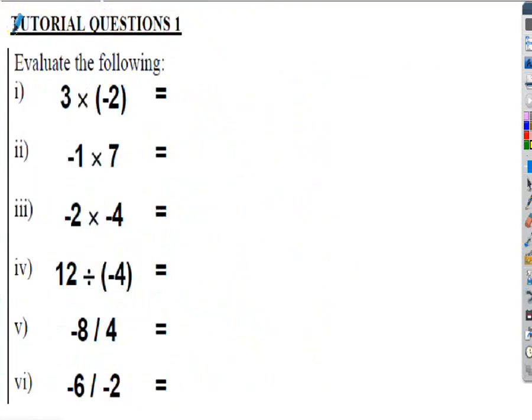So let's consider some tutorial questions. We're asked to evaluate the following 6 sums as given to us. What I would encourage you to do is stop the presentation for a moment and attempt these 6 questions. I will work through them in just a moment.